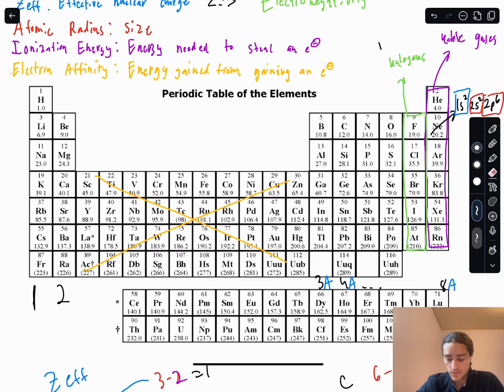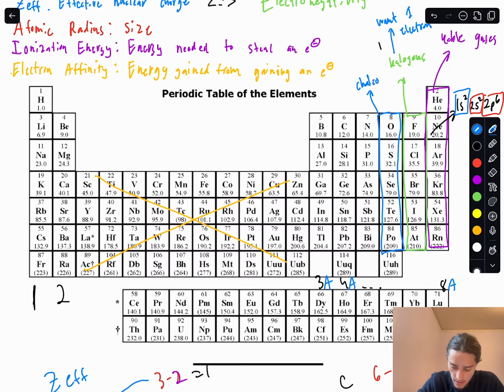Therefore, the halogens would love to have the same electron configuration, which means they would love to gain 1 electron. So halogens want 1 electron really badly, because that would give them the same electron configuration as a noble gas. And then the next group to the left of the halogens is the chalcogens. Hope I'm saying that right. Chalcogens are similar to the halogens in that they're pretty close to noble gases, and they really want 2 electrons to have the same configuration.